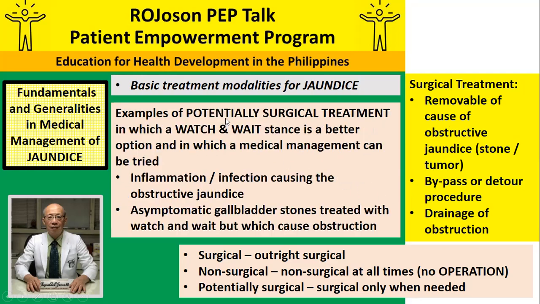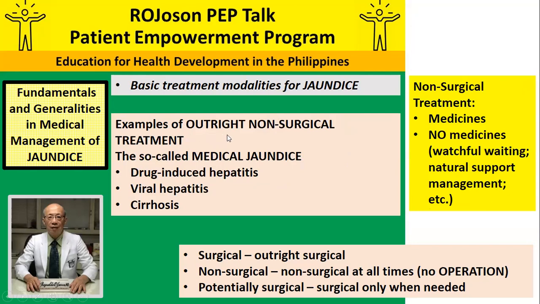Now, examples of potentially surgical treatment, in which a watch-and-wait stance is a better option and in which medical management can be tried. For example, inflammation and infection causing obstructive jaundice. Sometimes inflammation can cause obstructive jaundice, but once the infection subsides, there will be no obstruction anymore. Asymptomatic gallbladder stones are treated with watch and wait, but can cause obstruction in the future. So these are examples of potentially surgical treatment.